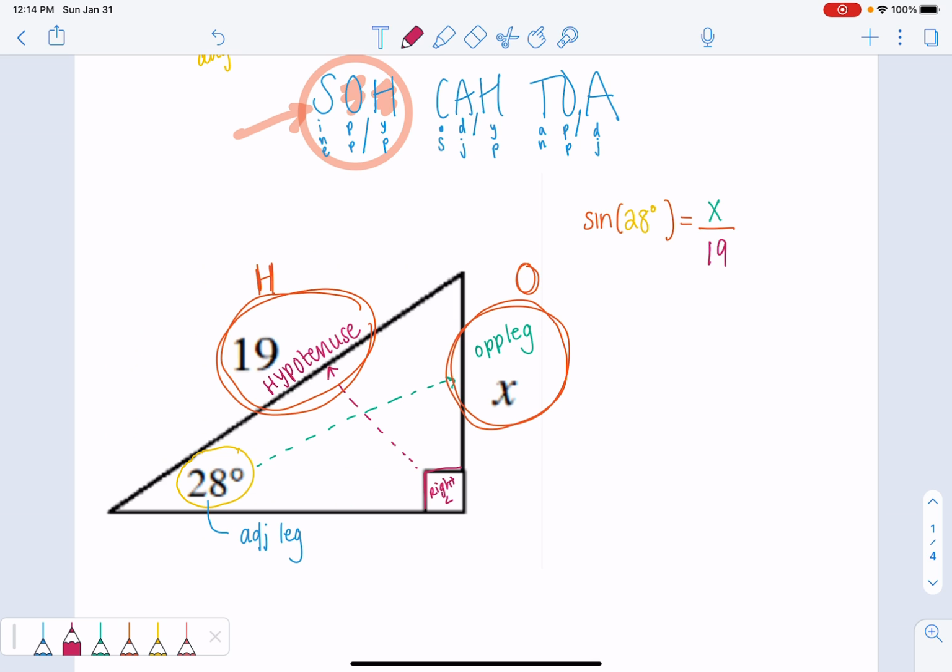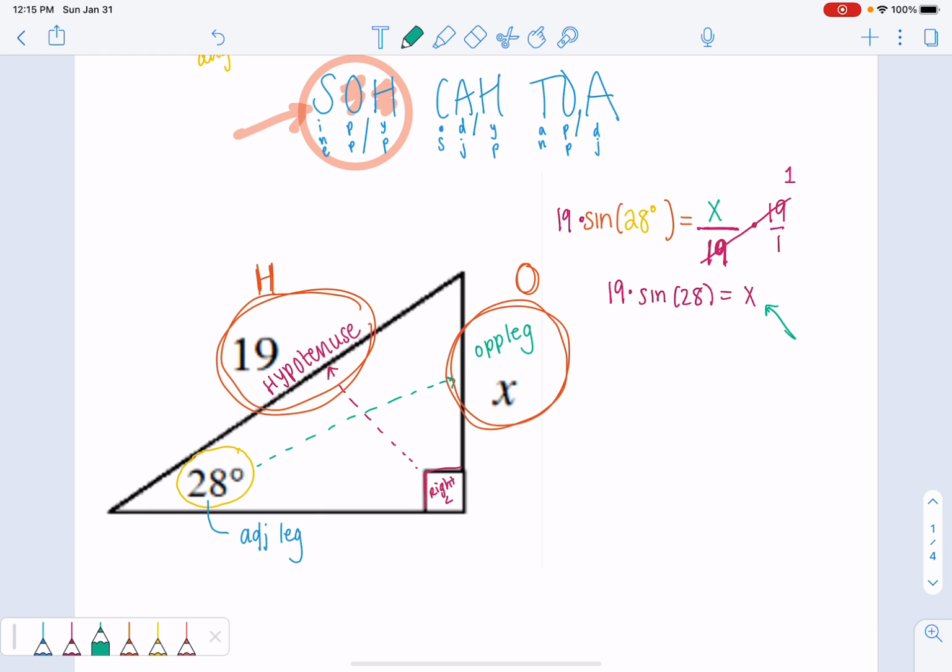We want to get x alone. We're dividing by 19. We always want to undo division with multiplication. So then we have 19 times sine of 28. Remember, 19 divided by 19 equals 1, equals x.